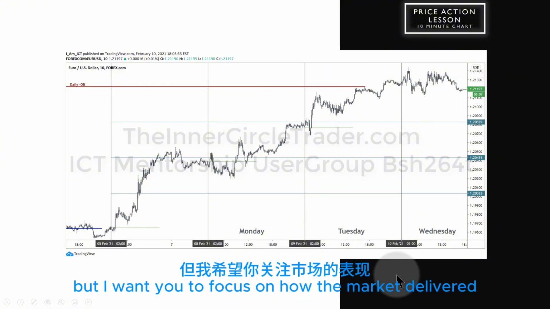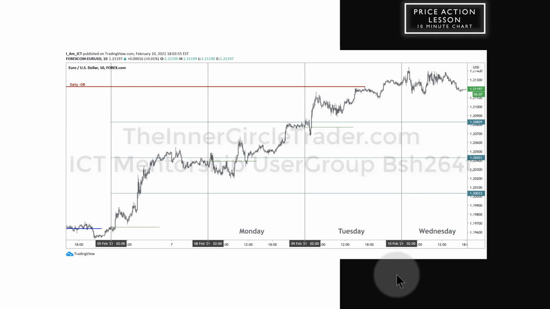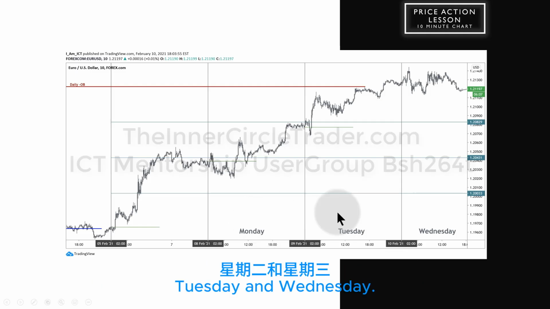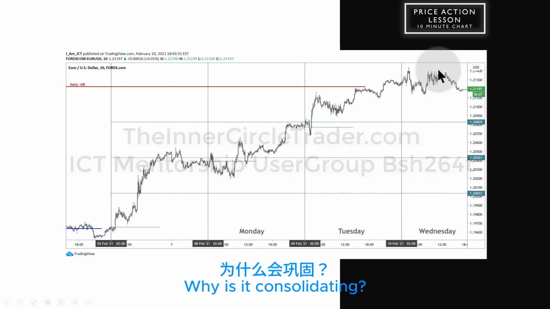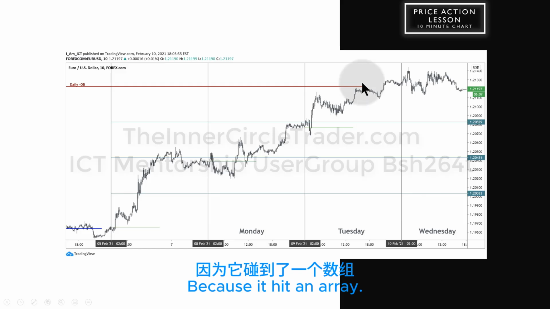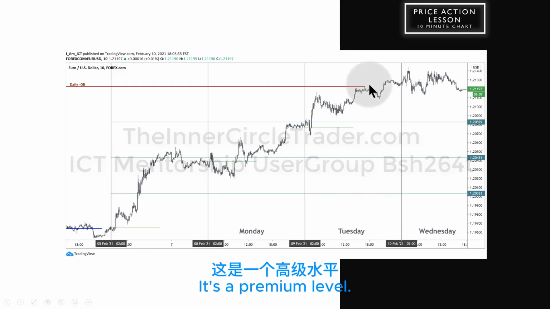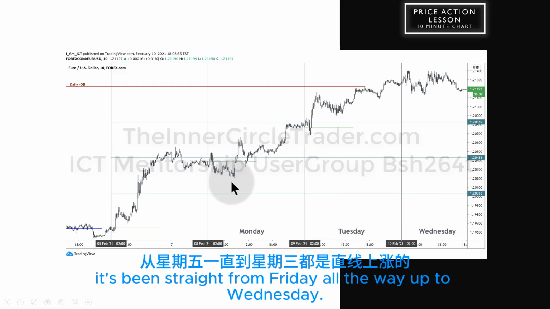But I want you to focus on how the market delivered on Monday and Tuesday and Wednesday. Now we're consolidated. Why is it consolidating? Because it hit an array that's a premium level, and it's been straight from Friday all the way up to Wednesday.